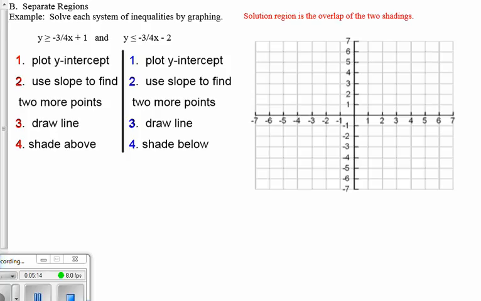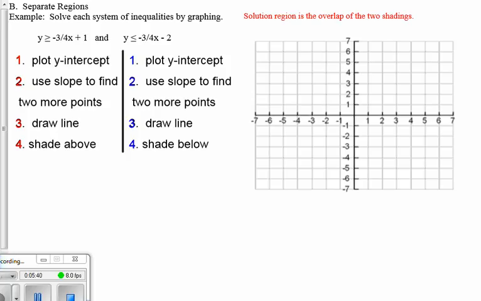All right, in this case, spoiler alert, we're going to have separate regions. Again, just like before, our solution is the region that's overlapped of the two shadings. So we're going to have to graph one line and then shade above or below it, graph the other line, shade above or below it, and wherever they both are shaded, that would be the spot that is our solution, or that area would work for both of them.